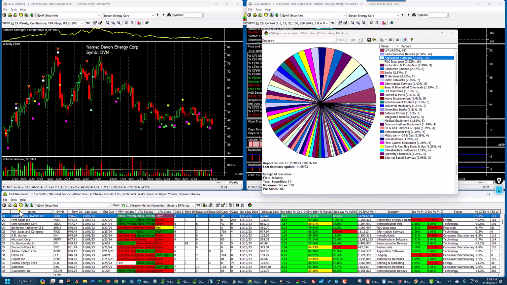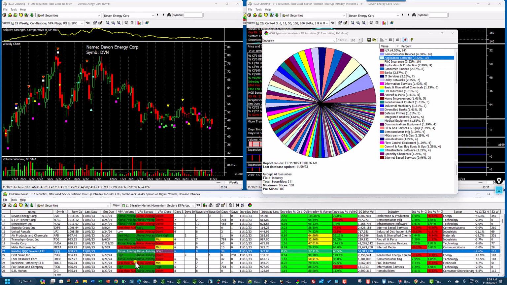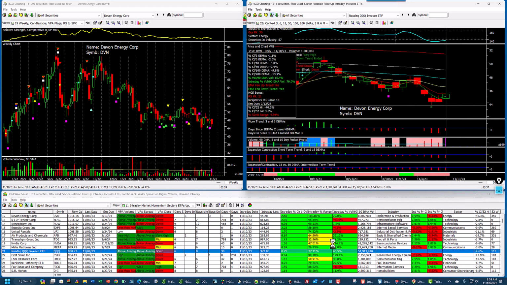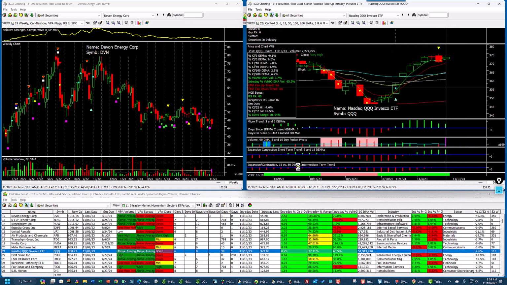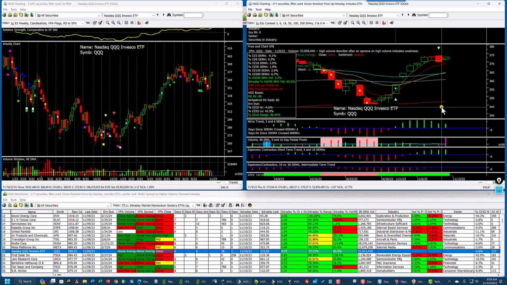Sort on raw combo. This is the QQQ. You can see it's in here with this list of stocks. And it's up 0.75, trading at 77.11% of its daily range. Volume is running above average, which is a positive. Bring it up, and then this will be it. So here's the QQQ.